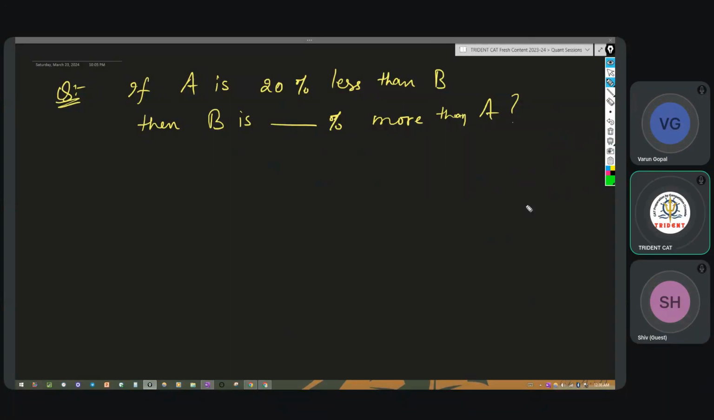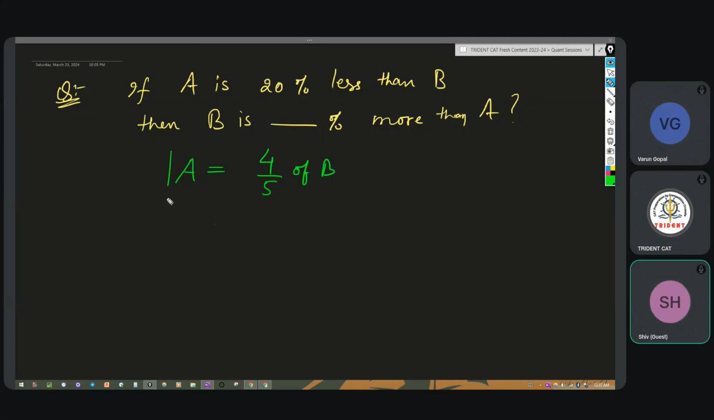I'll just give Shiv some time. Sir, A plus MF of A is equal to B. So Shiv, the same idea. When I say 20% less than B, what does that mean? The multiplying factor would be 1 minus something. Okay, less than. 4 by 5. So Shiv, can we agree that A will be 4 by 5 of B? Yes, sir.